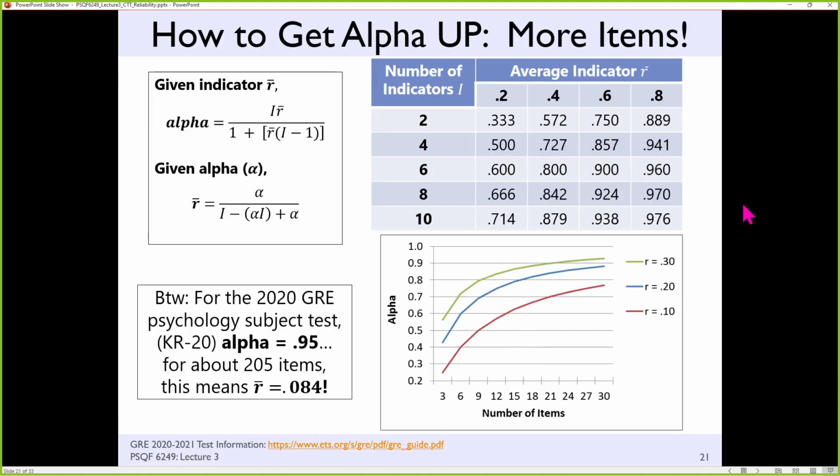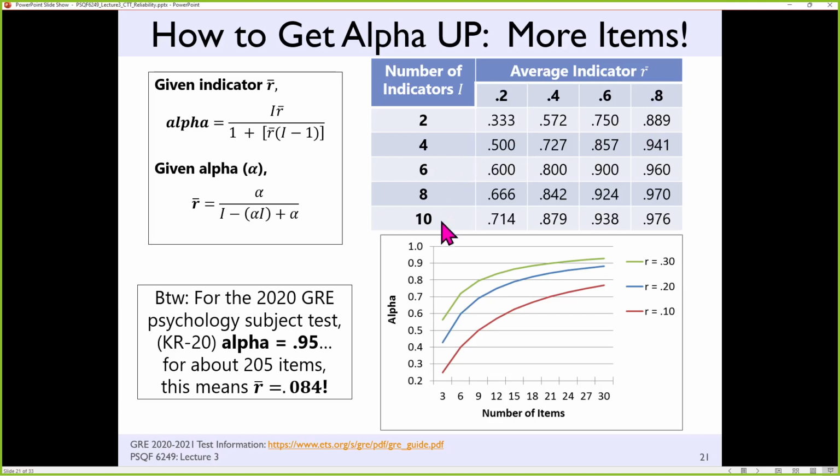So let's try out some possibilities here. Given alpha, you can compute the average inter-item correlation, or go back the other way. By the way, this will be one of the questions on one of your homeworks. This box right here, I will give you alpha and ask you to compute the average inter-item correlation. But here is a range of possibilities for what alpha would be under each of these circumstances. So if I only have 2 indicators and they're correlated 0.8, my alpha is 0.89.